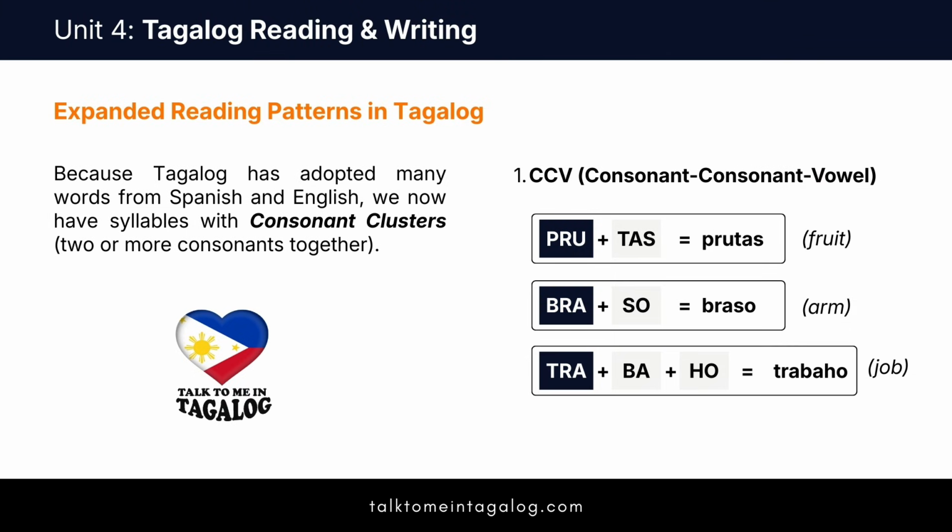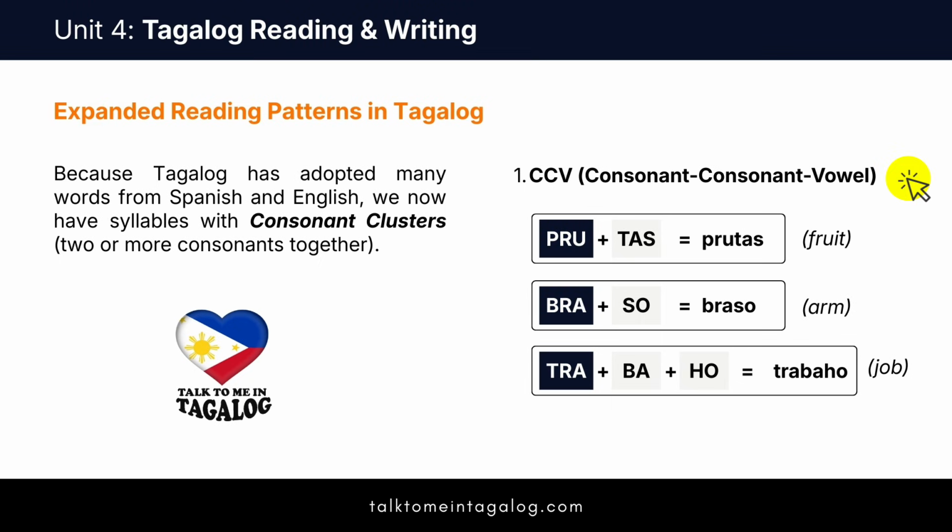Up to now, we've practiced the basic reading patterns: V, CV, VC, and CVC. Tagalog words are very regular, but because the language has borrowed words from Spanish and English, we sometimes see consonant clusters, that is, two or more consonants together at the start of a syllable. These are called expanded reading patterns, and they might look tricky at first, but don't worry, the same principles still apply. You can split the consonants mentally to figure out the syllables, just like we did before.